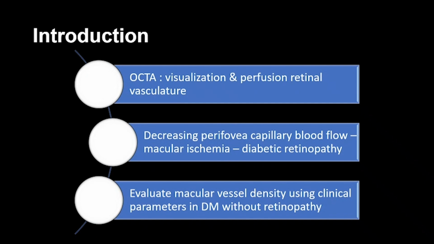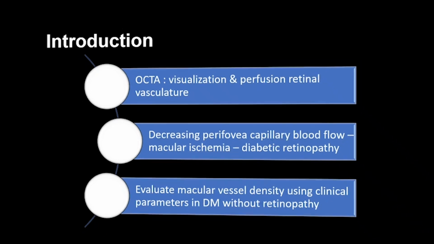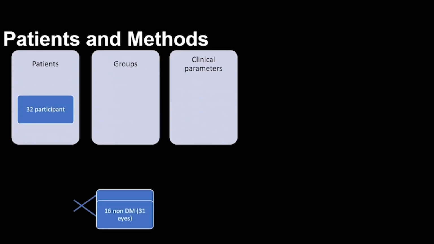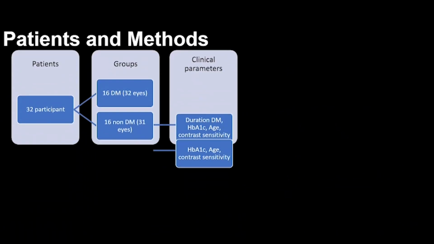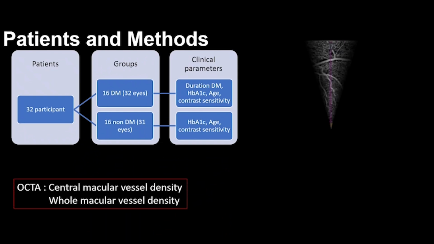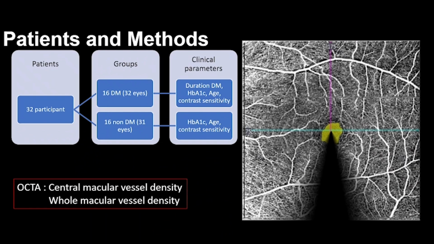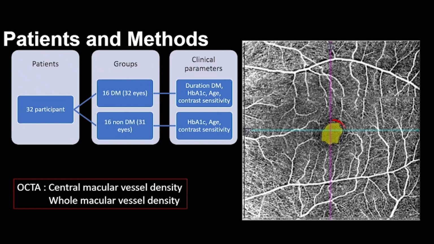The purpose of this study is to evaluate macular vessel density using clinical parameters in patients with type 2 diabetes mellitus without retinopathy. This cross-sectional study enrolled 32 participants, 63 eyes, who met the inclusion criteria. It was divided into two groups. Group 1 is 16 diabetes patients, consisting of 32 eyes without retinopathy, and Group 2 is normal eyes.